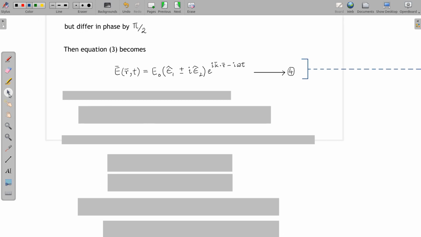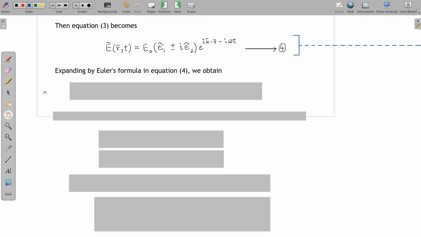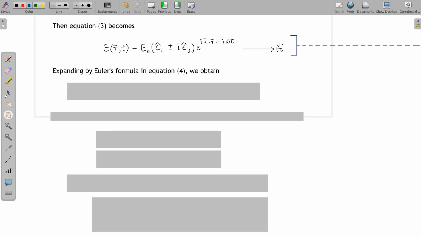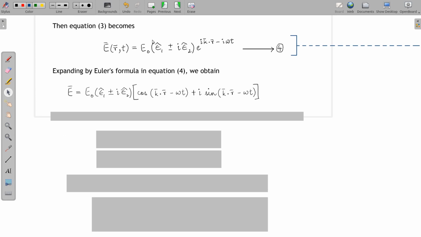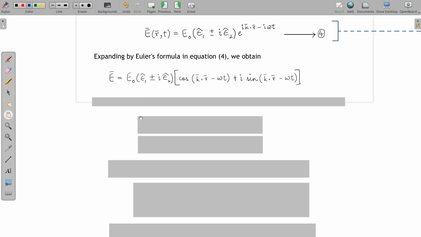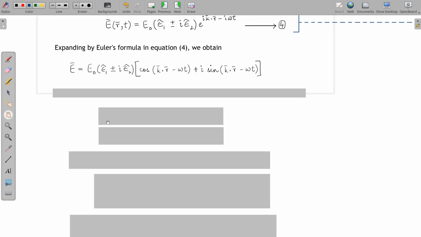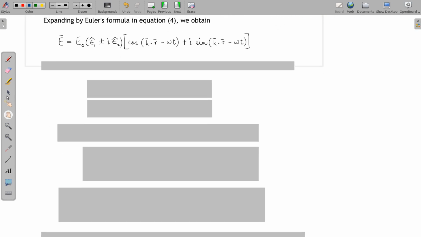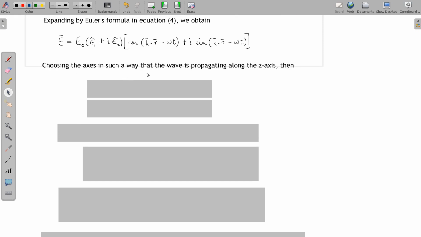Now we can expand this equation number 4 by using Euler's formula, which is e to the power I theta equals cos theta plus I sin theta. We use that to expand the harmonic part. So expanding by Euler's formula, the first part remains as it is, and the harmonic part we write as cos of k dot r minus omega t plus I times sine of k dot r minus omega t. That's the expansion we get using Euler's formula. Now, to simplify the scenario, we will choose a particular axis. Let's choose the axis in such a way that the wave is propagating along the z axis. So the z axis is coming towards us.